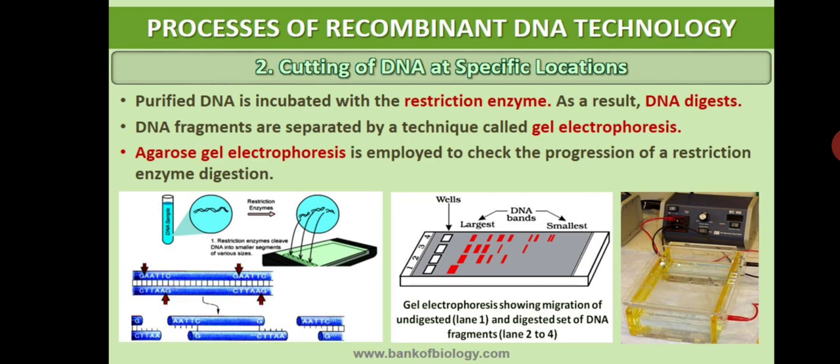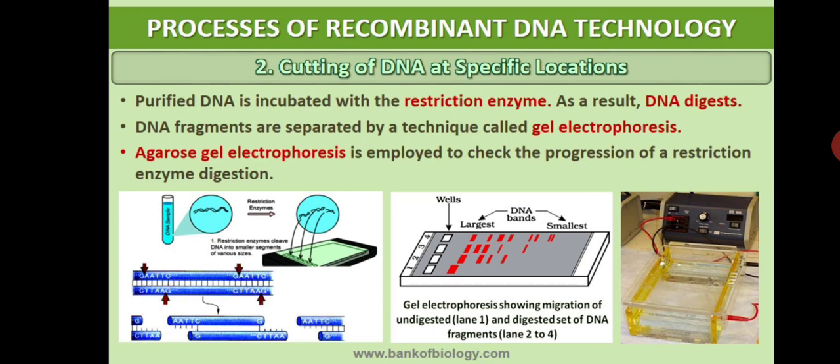The question that arises is: how to separate these DNA fragments, to identify the desired DNA fragment in which the desired gene is located? For that purpose, it becomes necessary to separate the DNA fragments. And for this separation, the technique we follow is gel electrophoresis. Understood? In detail about this gel electrophoresis, that is what you are studying now.